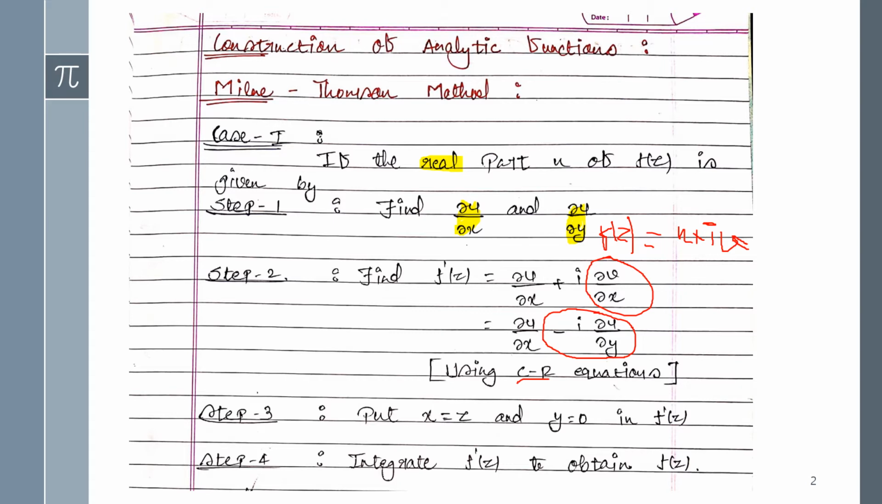Now in the third step you have to put z in place of x and 0 in place of y, and apply it in the f dash z form, that is, whatever you found in the second step. Apply x equals z and y equals 0 there. And at the last, in the fourth step, you have to integrate that particular term, that is, integrate f dash z, and after integration you will get the final term in the f of z form.